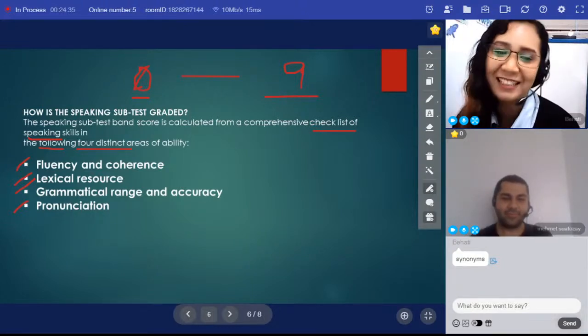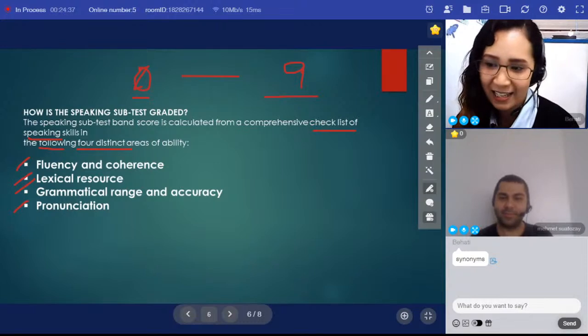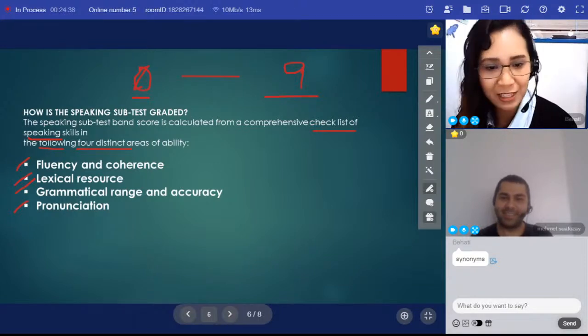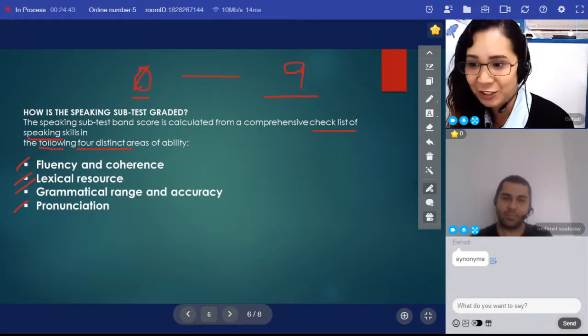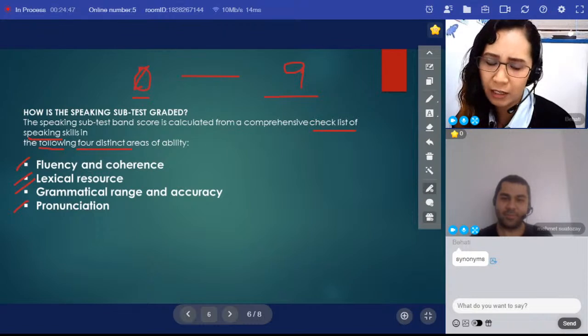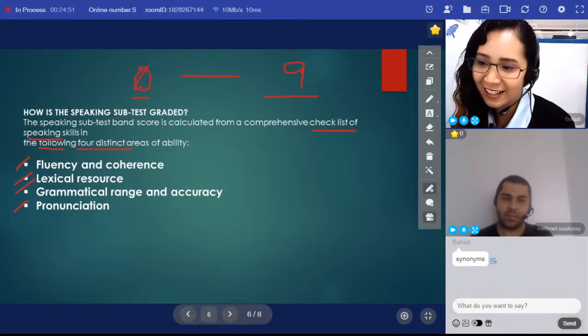Last one. Pronunciation. Your pronunciation is your ability to speak clearly and use pronunciation features naturally. So it's how clearly I can understand you, your intonation as well, and that's that.